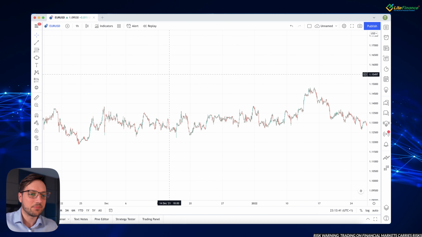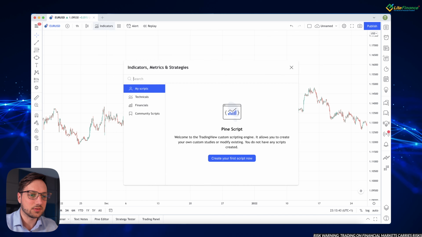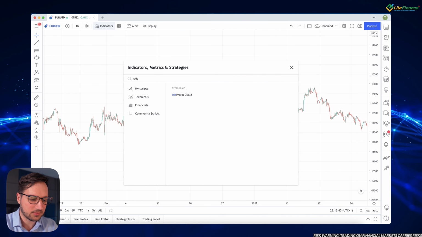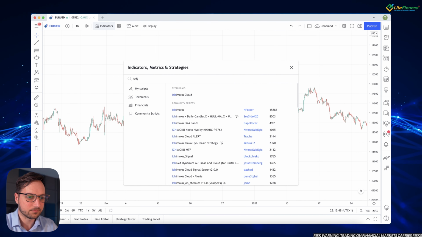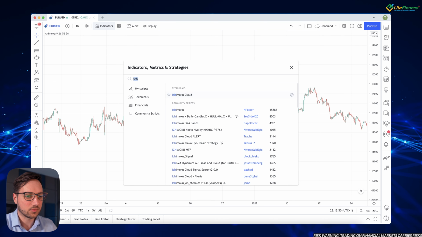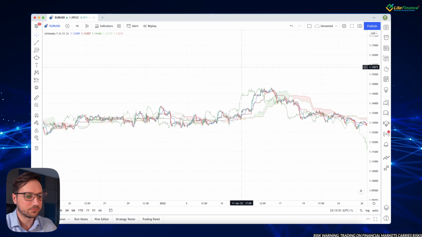of this one, because Ichimoku you have available on any platform, and therefore we will also not be using every line that is on this indicator, so it will be very easy. So yeah, let's dive right into it. Let's go to indicators, add Ichimoku Cloud.